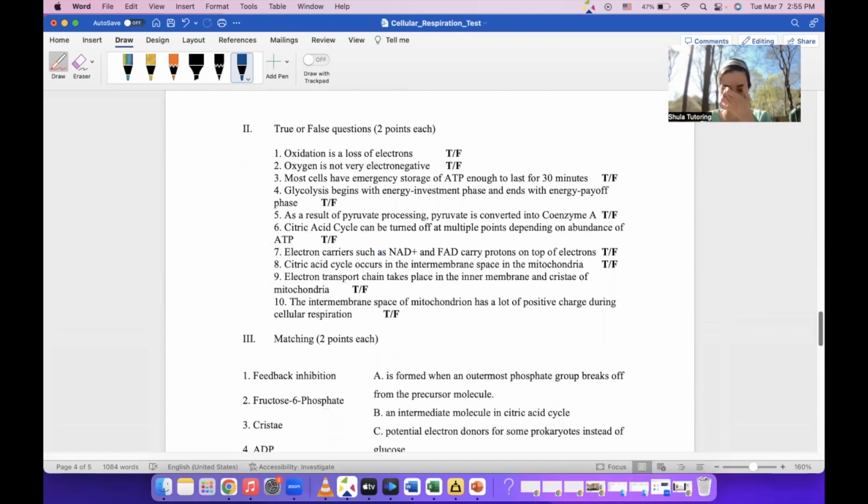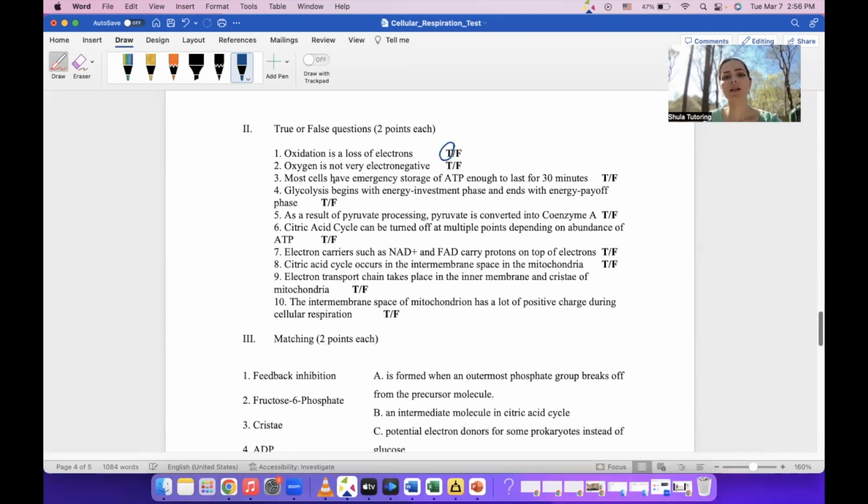True or false questions, 2 points each. Oxidation is a loss of electrons. Yes, that's true, right? The reduction is when we gain electrons. The way you can think about it is that when we gain electrons, we gain negative charge. So we become reduced, right? So oxidation is a loss of electrons. A reduction is when we gain electrons.